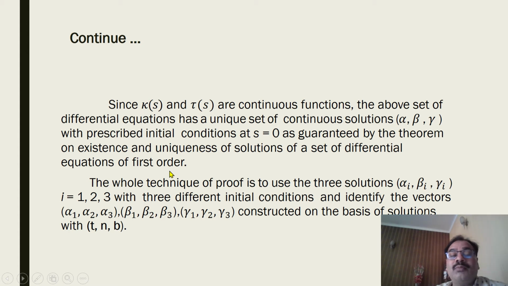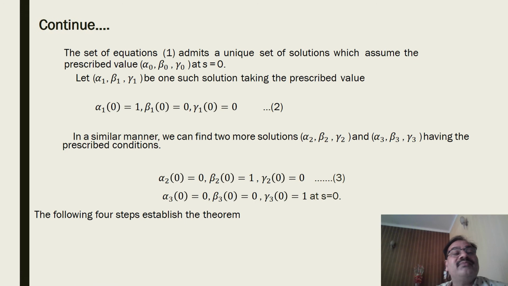The whole technique of proof is to use the three solutions alpha i, beta i, gamma i, where i moves from 1 to 3, with three different initial conditions, and identify the vectors alpha 1, alpha 2, alpha 3, beta 1, beta 2, beta 3, gamma 1, gamma 2, gamma 3, constructed on the basis of the solutions, with T, N and B. The set of equations 1 admits a unique set of solutions which assume the prescribed values alpha naught, beta naught, gamma naught at s equal to 0, and let us consider alpha 1, beta 1, gamma 1 to be one such solution taking the prescribed values.